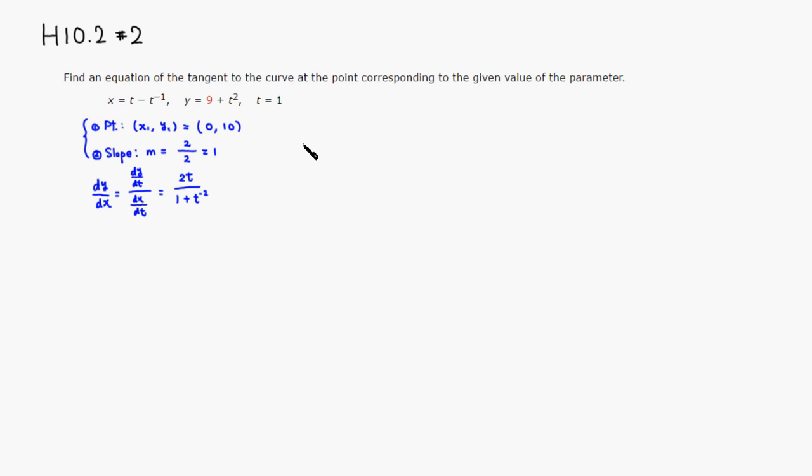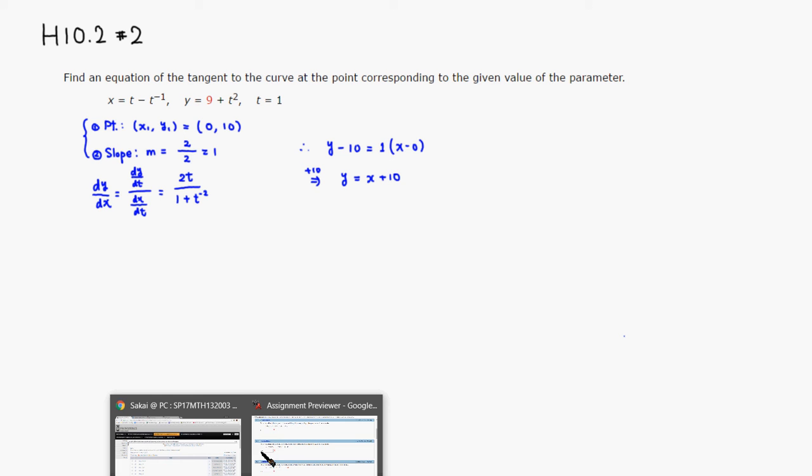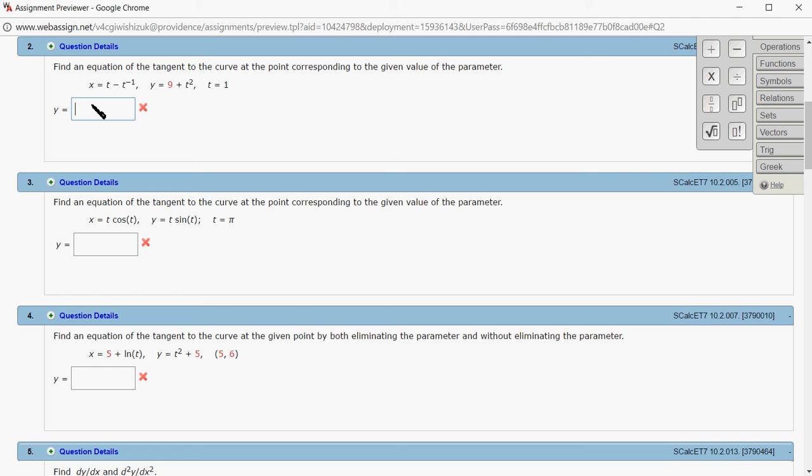So therefore, the equation would be y minus y1, which is 10, equals the slope, 1, times x minus x1, which is 0. We can actually just add 10 to both sides, so we have y is equal to x plus 10. So let's type it in. y is equal to x plus 10.